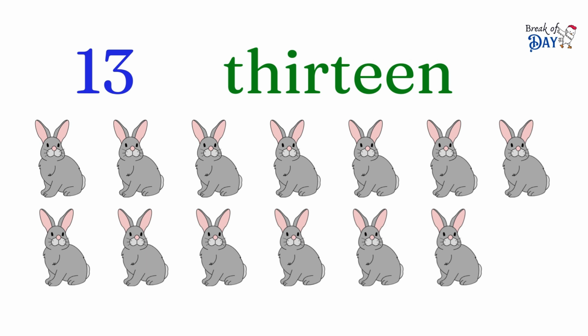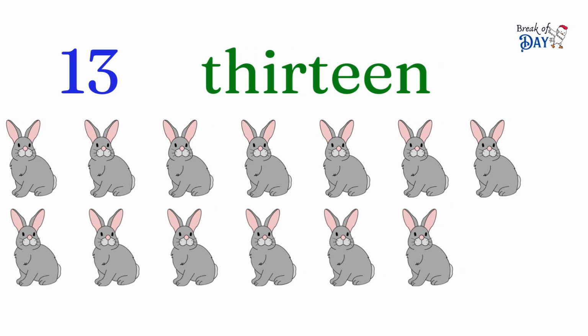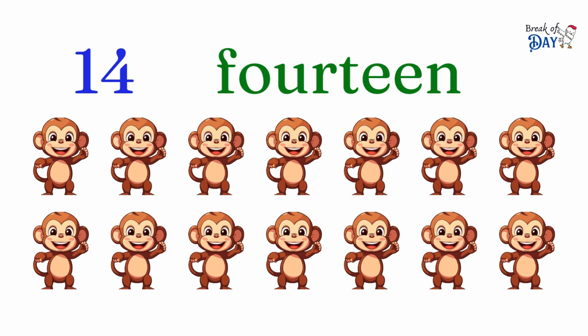T-H-I-R-T-E-E-N, 13. There are so many rabbits here. Let's count rabbits. 1, 2, 3, 4, 5, 6, 7, 8, 9, 10, 11, 12, 13. There are 13 rabbits here. This is number 14. F-O-U-R-T-E-E-N. Can you see the monkeys here?